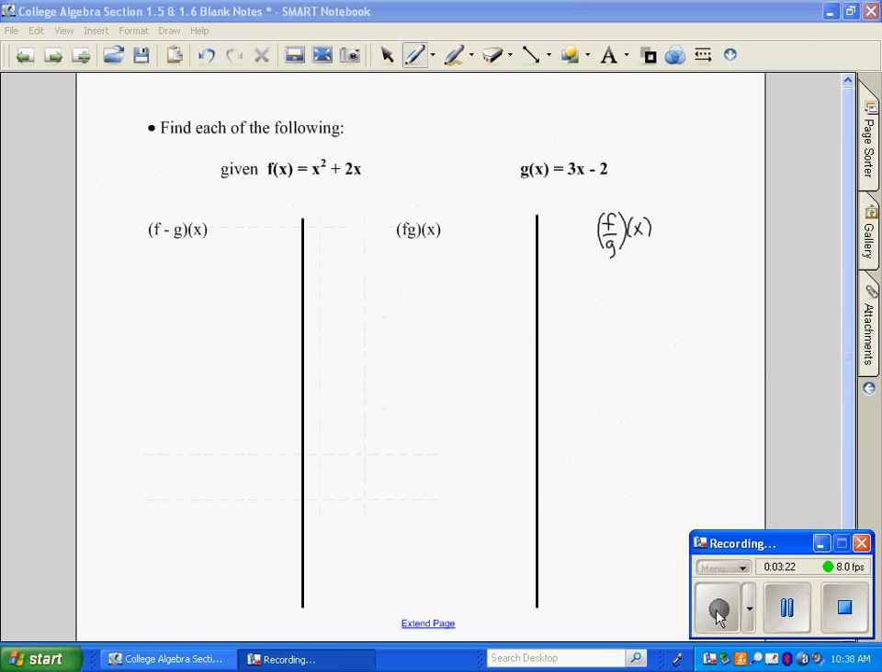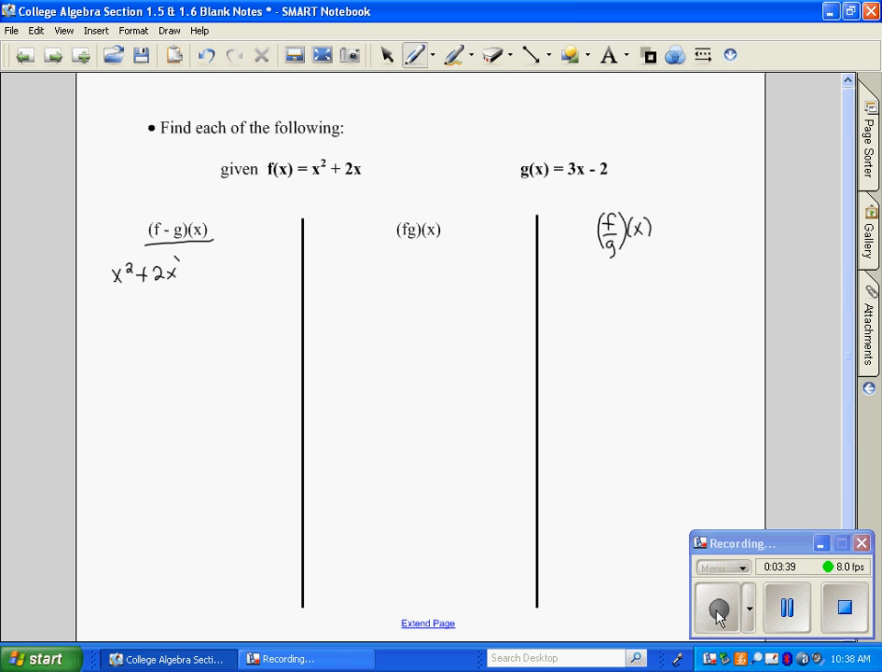Next, we're going to look at the algebra of functions. We can add, subtract, multiply, and divide. We're just going to do a few of these. The first thing I'm going to do is show subtraction right here. So I'm going to write f minus g of x. I take my f, which is x squared plus 2x. I'm going to subtract the g of x function, which is 3x minus 2.